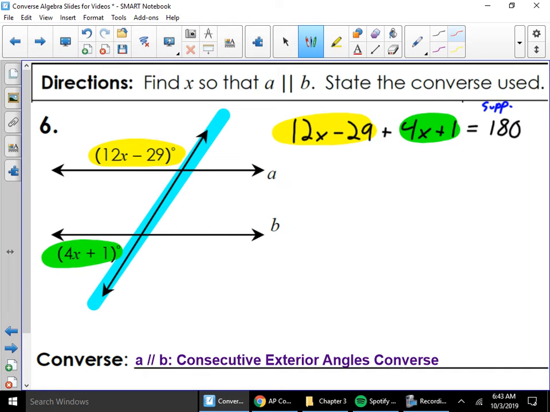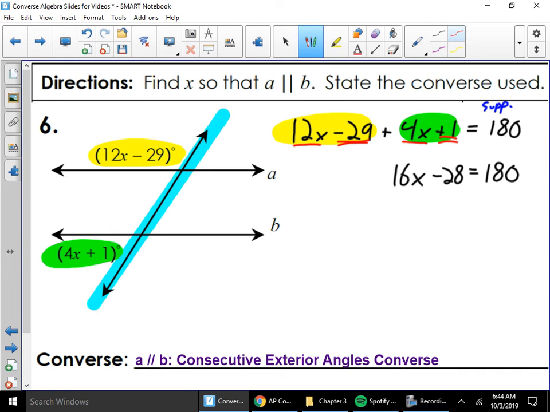Note what makes number 6 a bit more difficult is I now have like terms with my x. My x terms are like terms as well. So I've got my 12x and a 4x. I can combine those like terms to be a 16x. And then I also have the negative 29 and a positive 1. Combining those like terms gives me a negative 28. So be careful when combining like terms. Make sure that you combine all of your like terms.